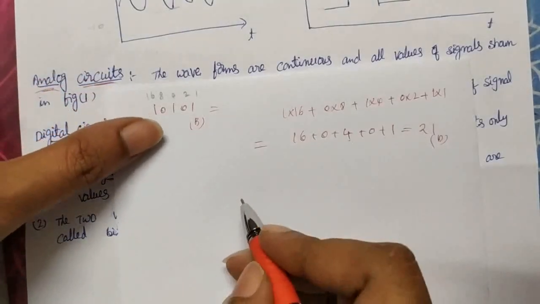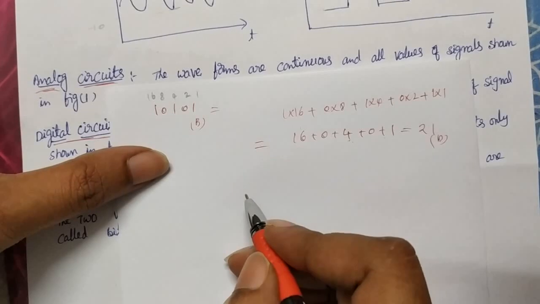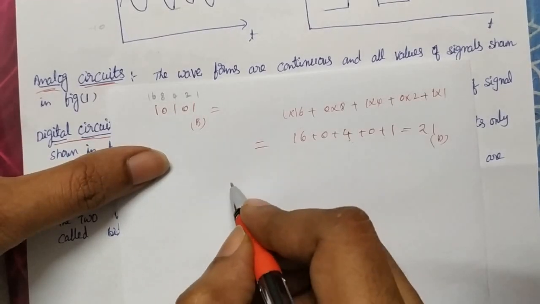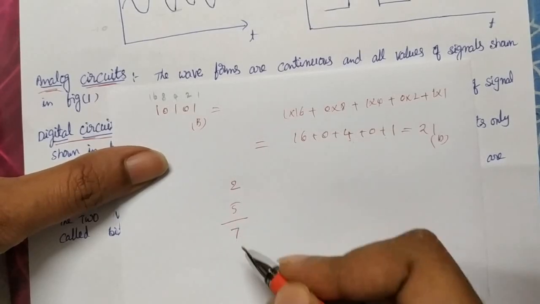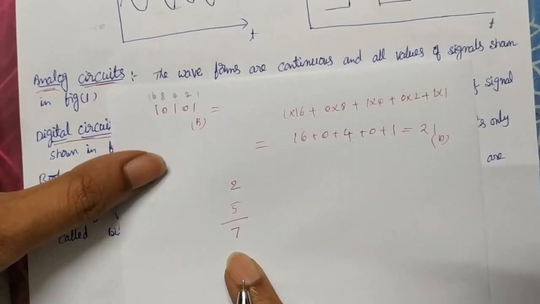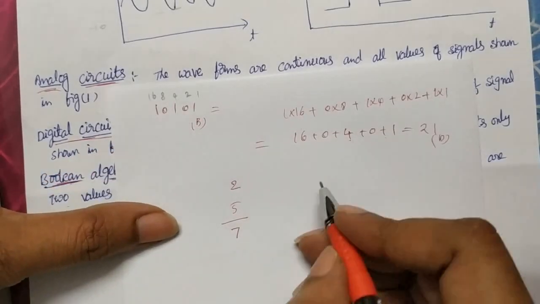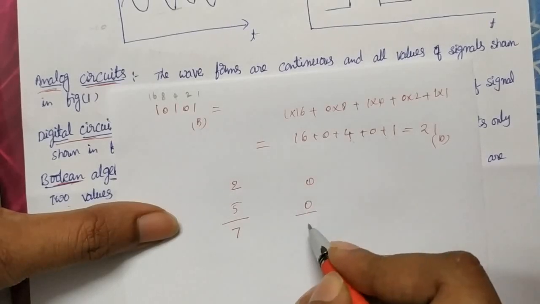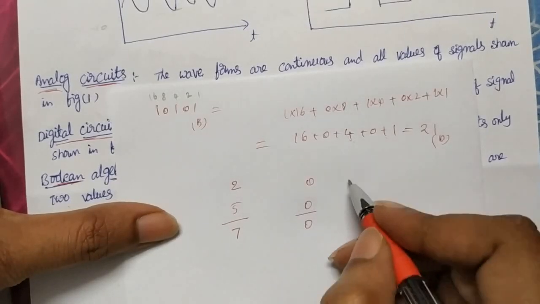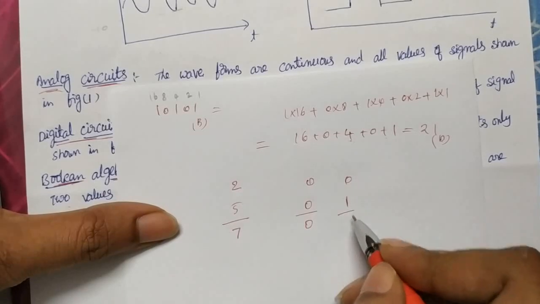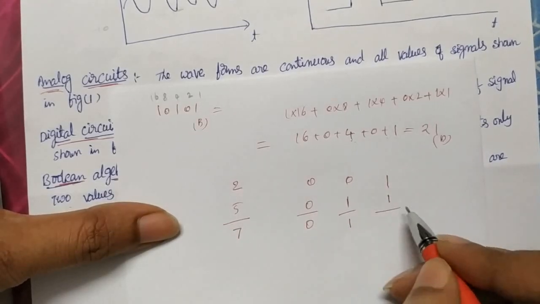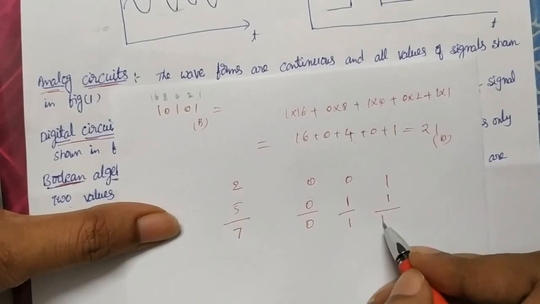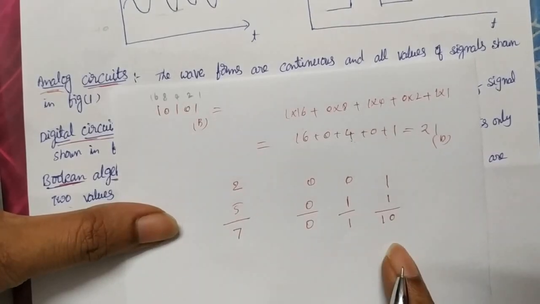Suppose you want to add two numbers, 2 and 5. If we add 7, this is a normal decimal number addition. Similarly, if you want to add binary numbers, 0 plus 0, what do you get? 0. And 0 plus 1 or 1 plus 0, you get 1. 1 plus 1, actually you should get 2, no? But here in binary we get 1, 0.